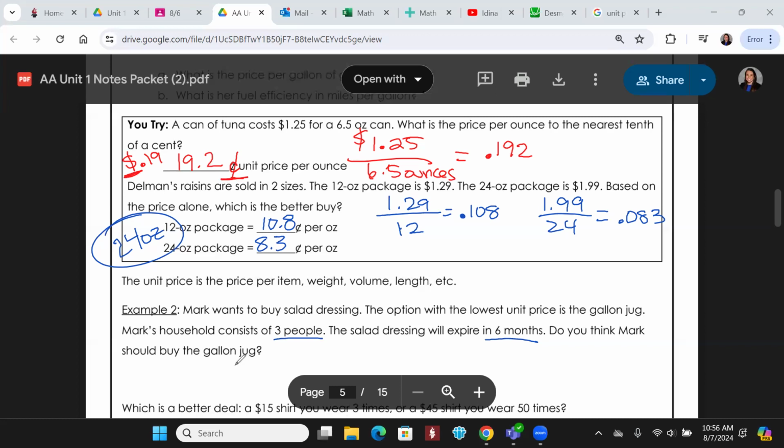Why? Because in 6 months, he's just going to throw it out, right? So now he's wasting money. So even though it had the cheaper price, it wasn't the best option for his family. Does that make sense? Okay. So probably not.